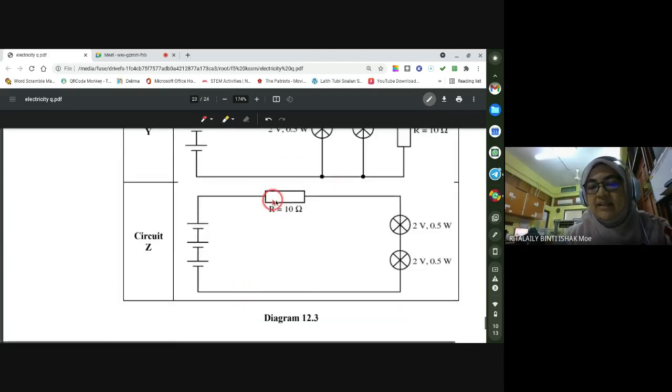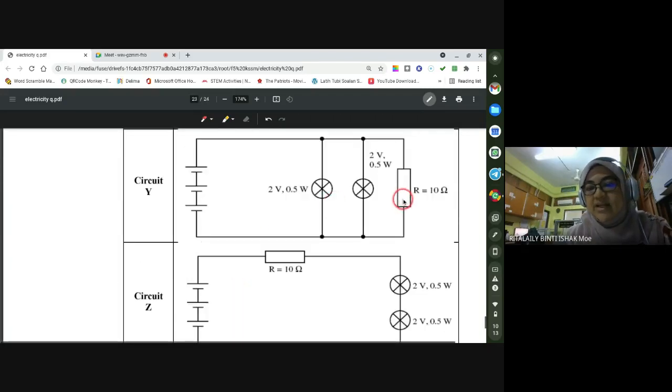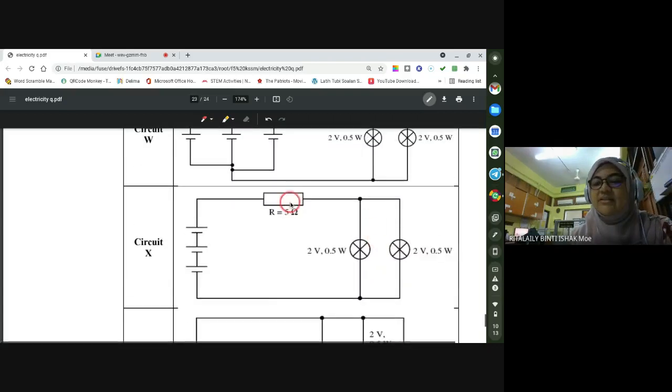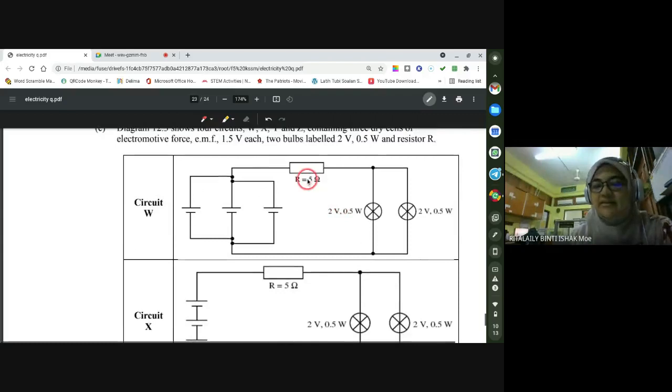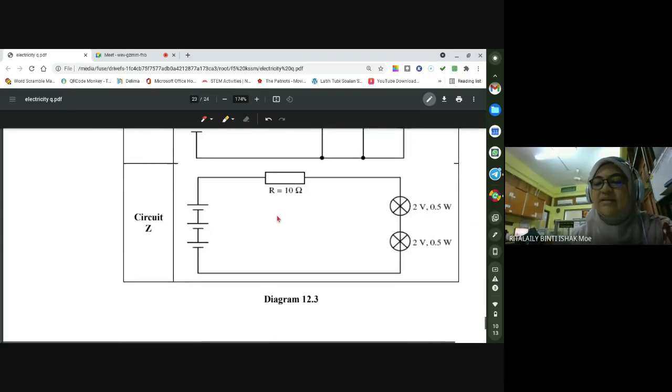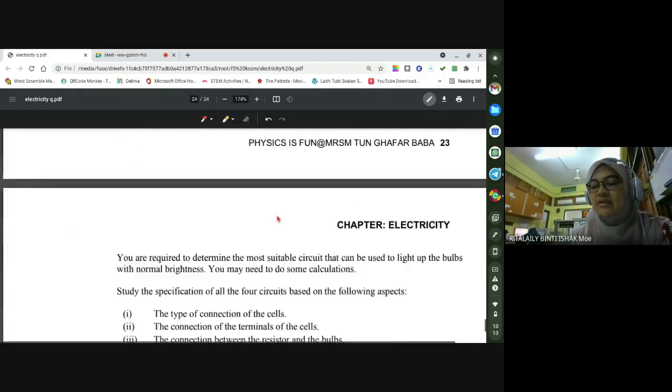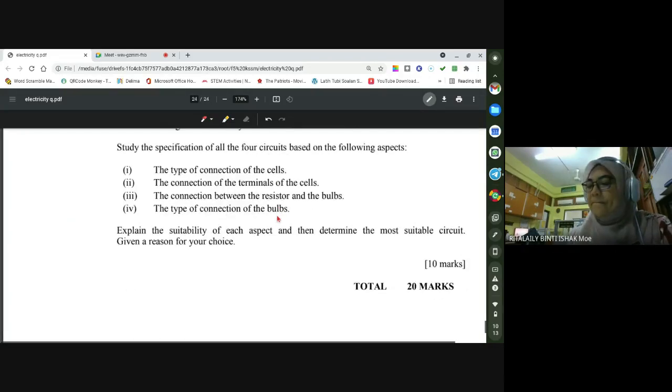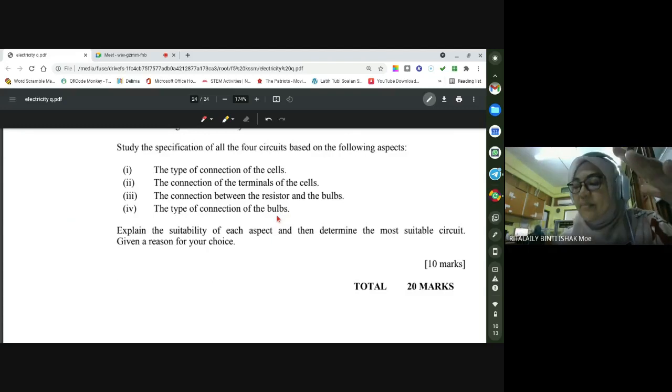Okay, this is connection in series. This is connection in parallel. This is connected in series. This is also connected in series. So which one do you think is the best connection, in series or in parallel? Okay, so the resistor should be connected in series with the bulb. Why? We need to increase the resistance.